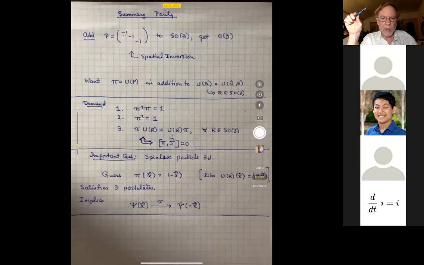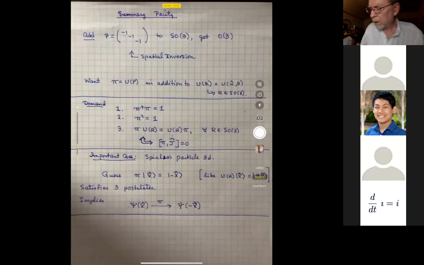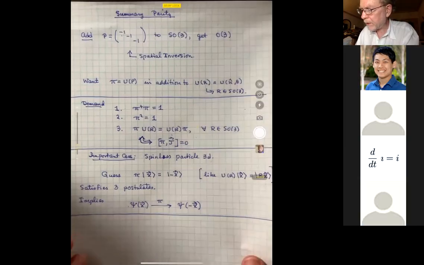So before going on, let me ask if there's any questions about that process of defining parity.